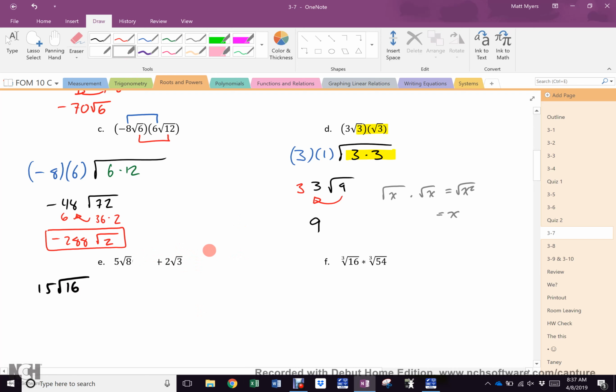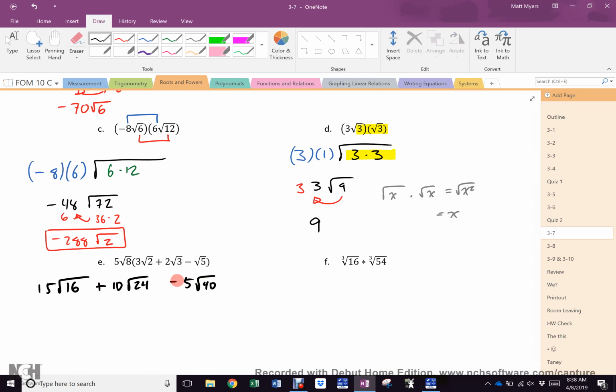Okay. Now none of that's there. What's that? 10 root 24. And now none of that's there. What's that? Negative 5 root 40. Plus, minus. See, you all knew how to do it.